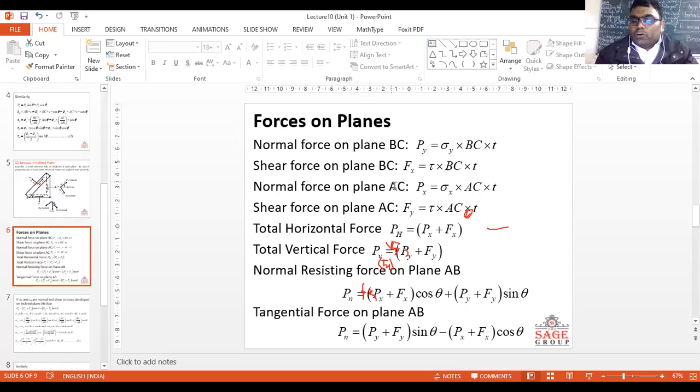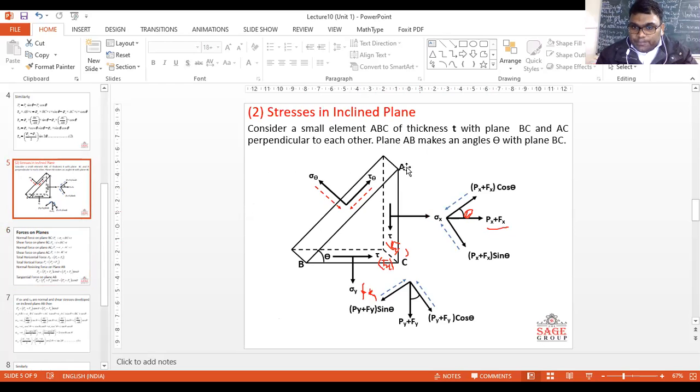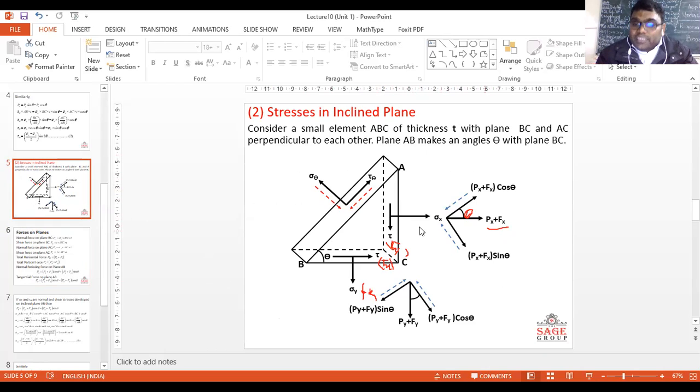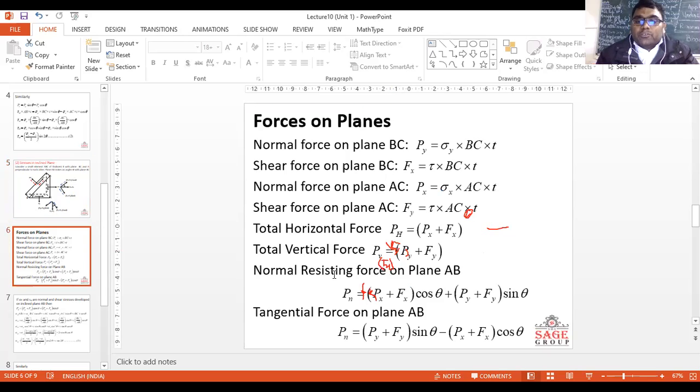Now the normal force acting on plane AC, you can see this is plane AC. To calculate the normal force, the stress sigma x is multiplied by the area, which is AC into the thickness, AC into T. So sigma x into AC into T. Similarly, the shear force on plane AC is this one, the area of this, and the force is Fy. So it becomes tau into AC into T.